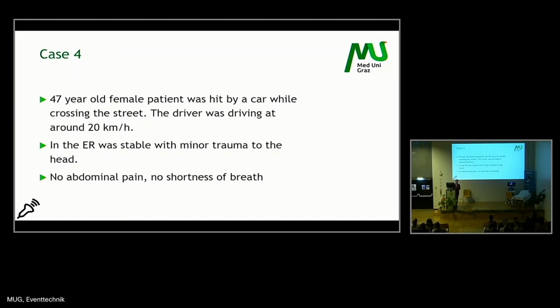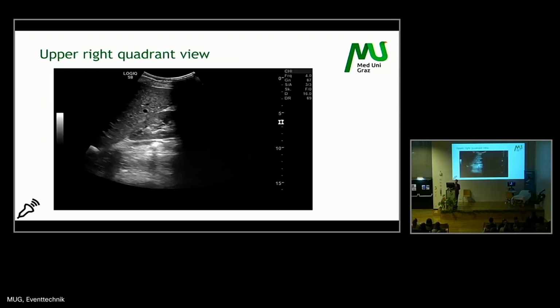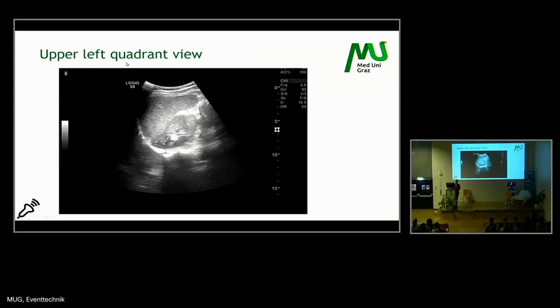Case 4 was a 47-year-old female patient. She was hit by a car going at low speed. In the ER, she was stable with minor trauma to the head, no abdominal pain, no shortness of breath. These are your standard eFAST cases. Right upper quadrant view, we already know: liver, kidney, Morrison pouch, no sign of free fluid. In the upper left quadrant view, we get a really nice look at the spleen and at the upper pole of the kidney, Koller's pouch, diaphragm, no signs of free fluid.